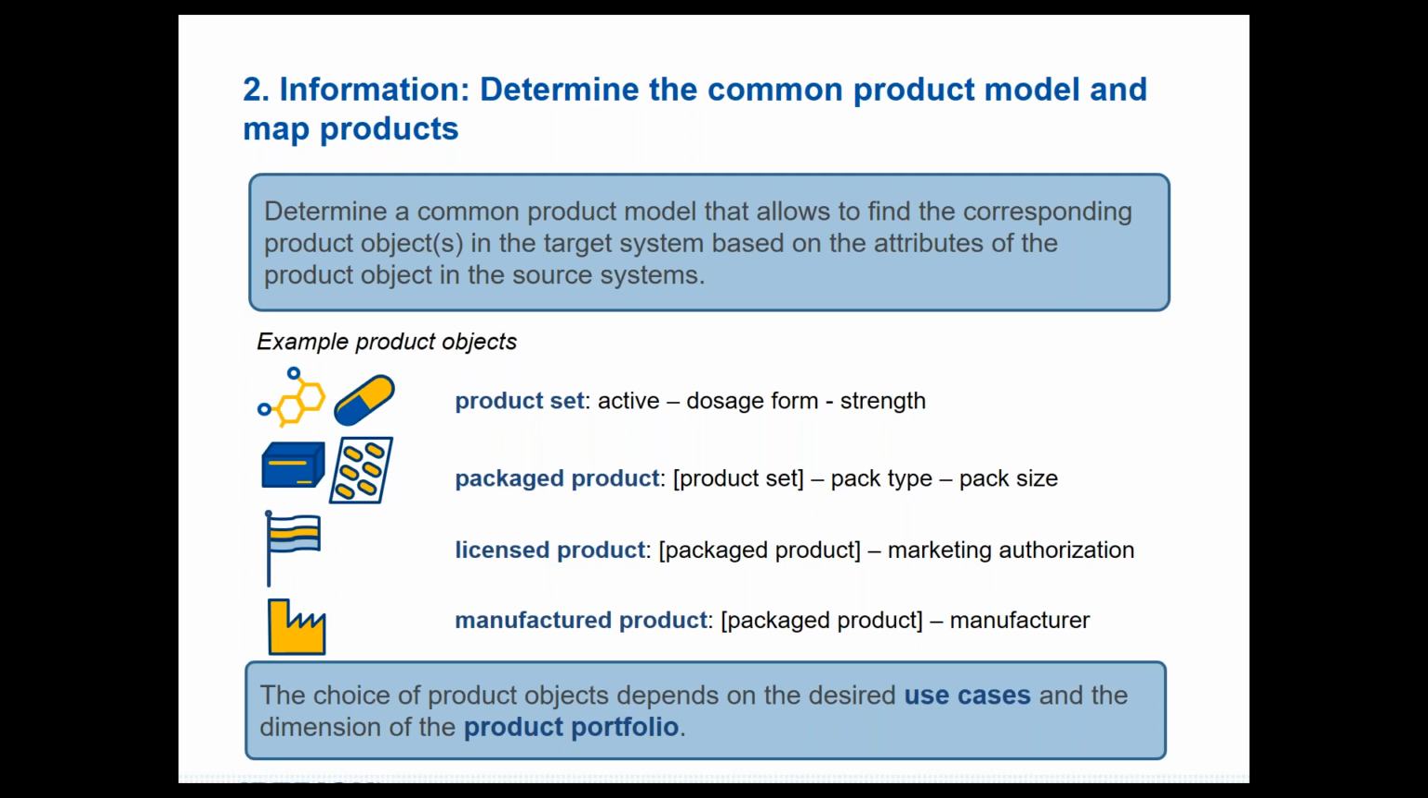So to come to a different layer, we can talk about the packaged product, which is actually the product set, as mentioned before, combined with a certain pack type, a blister or bottle, and a pack size, the number of capsules in your blister or the number of milliliters of a fluid in your bottle. Beyond the packaged product, there's also the licensed product. Because of course, these packaged products may go to multiple markets. And in those markets, they have a marketing authorization.